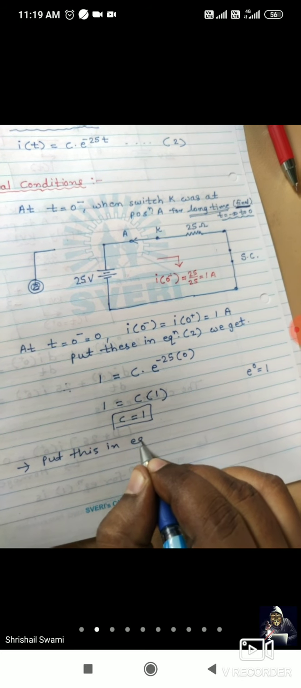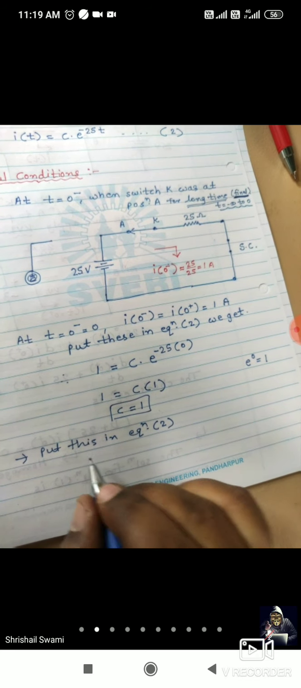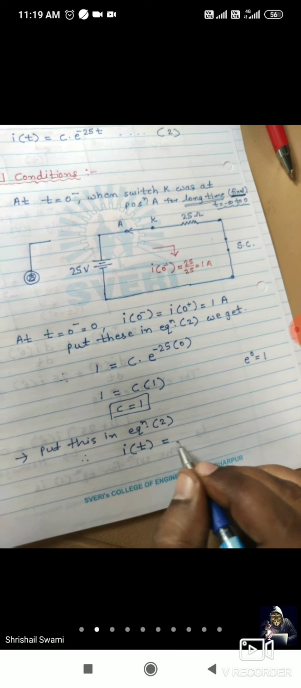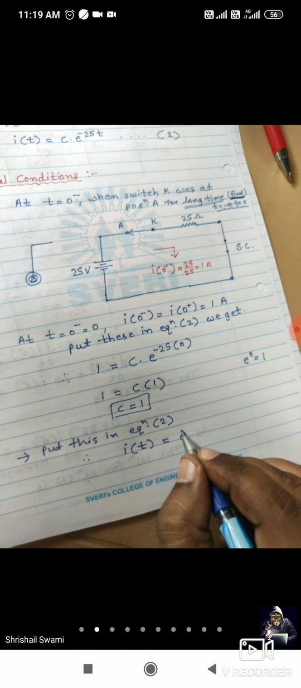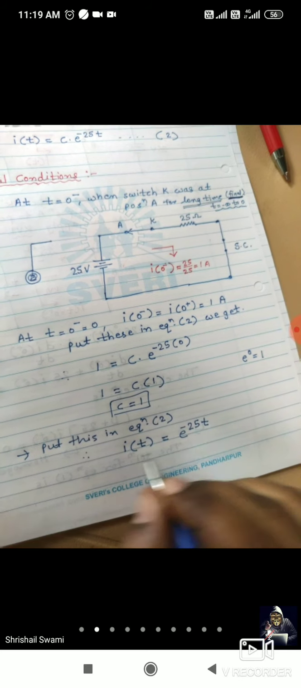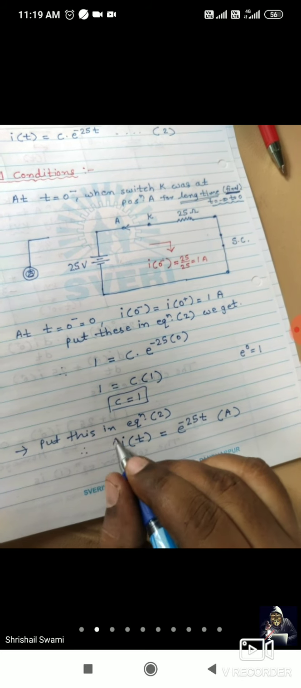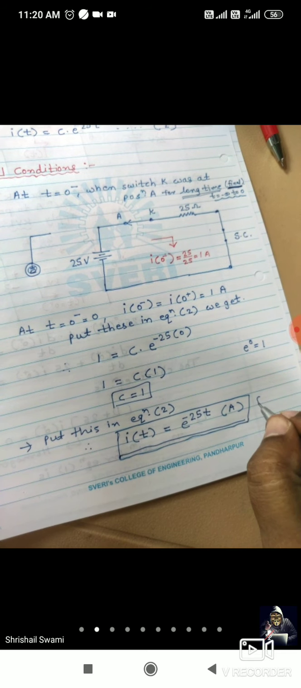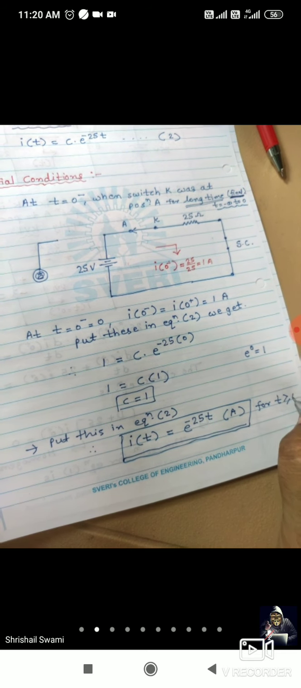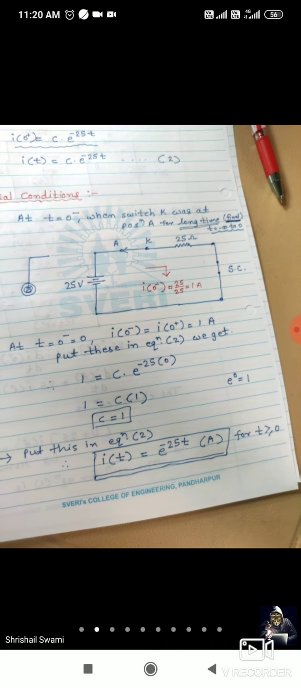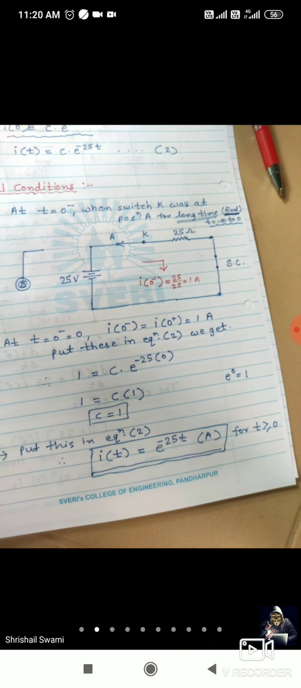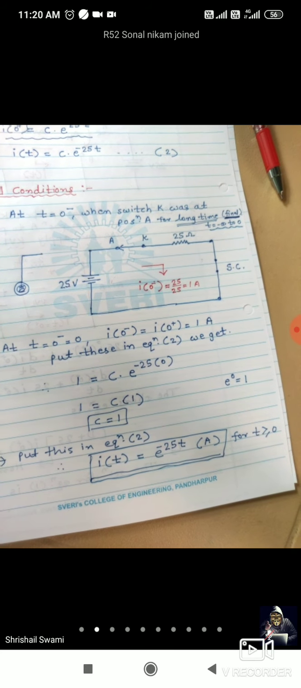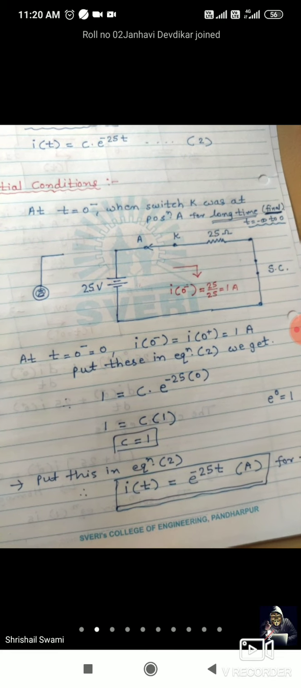So put this in equation number 2. Therefore I of t is equal to, C is replaced by 1, e raised to minus 25 into t ampere. So this is the answer of current for t greater than or equal to 0. This is the answer: I of t is equal to e raised to minus 25 into t ampere for t greater than or equal to 0.